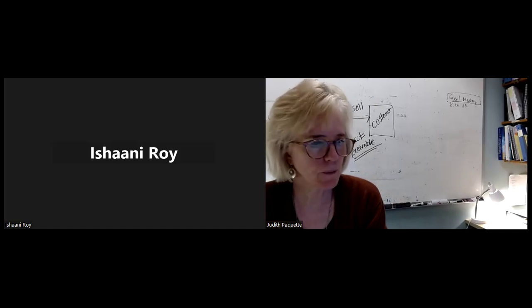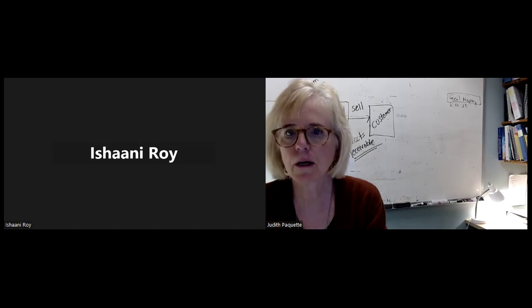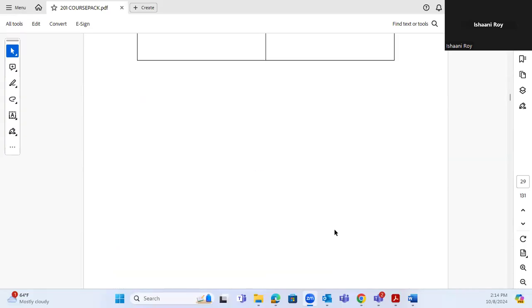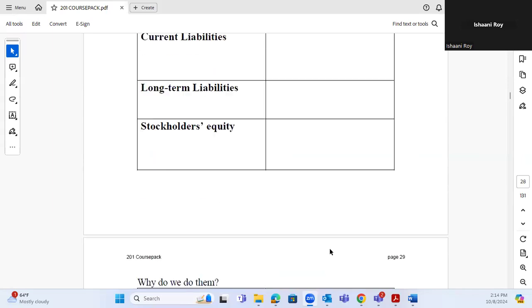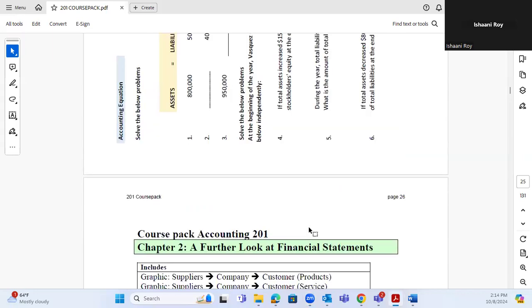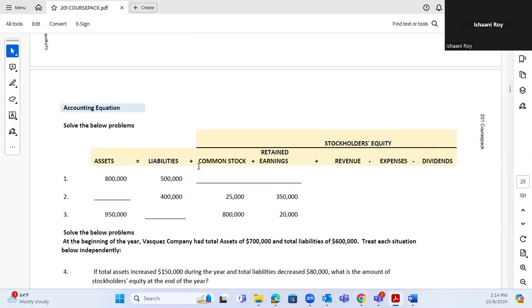One more thing that I want you guys to be ready for. Let me share my screen. There are some practice problems that come up, and you really want to make sure you understand this. These are practice problems where you start with an accounting equation, and we use this expanded accounting equation. We're going to learn more about that in chapter 3.